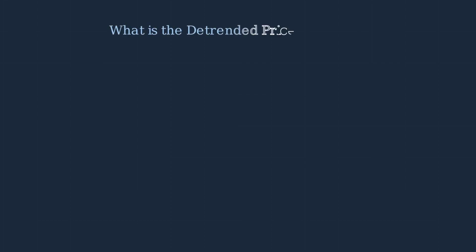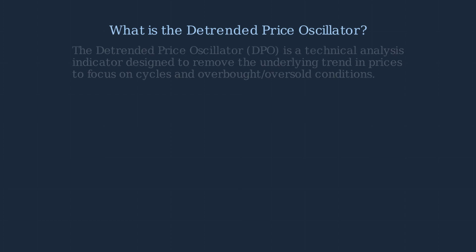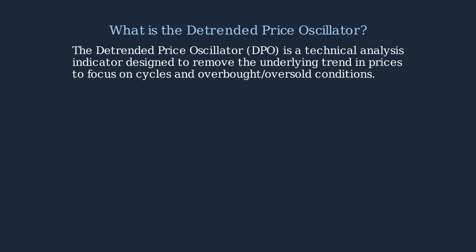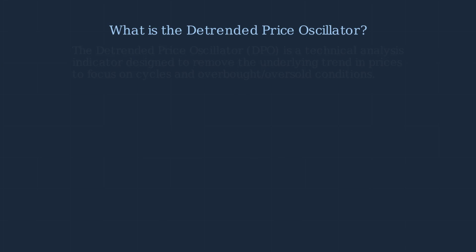The Detrended Price Oscillator, commonly known as DPO, is a technical analysis indicator with a specific purpose. Unlike most indicators that focus on momentum or trend direction, the DPO is designed to remove the underlying trend in prices. Let's visualize this concept.